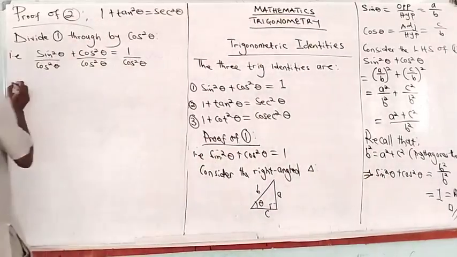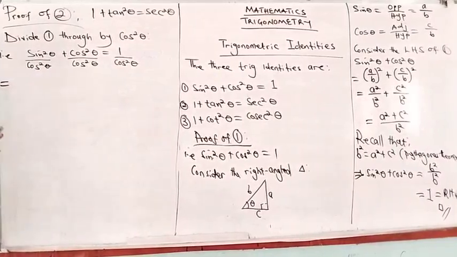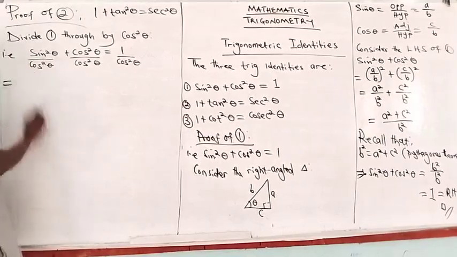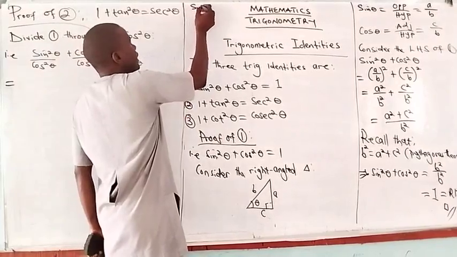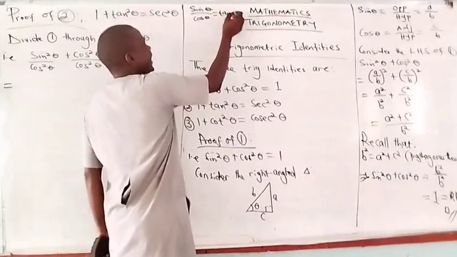So now we see the use of that relationship we established for the trigonometric ratios. Sine theta over cos theta, in our previous lesson, is tan theta.